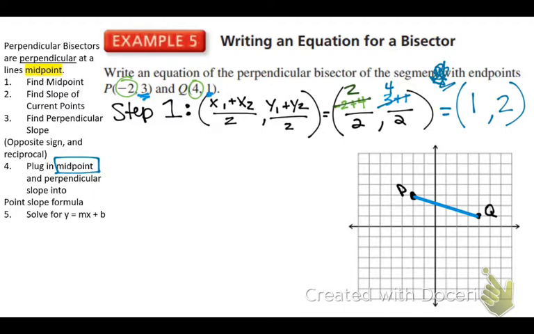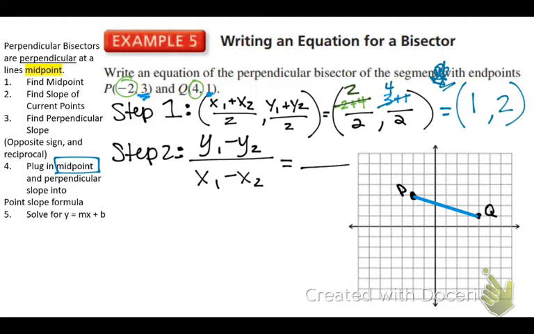All right, what does step 2 say to do? Find the slope of my current points. So y1 minus y2 over x1 minus x2. All right, what is my first y? Do we all agree? It's 3. My first y is 3. What is my second y? 1. So I plugged in my y's. What is my first x? -2. And my second x? 4.